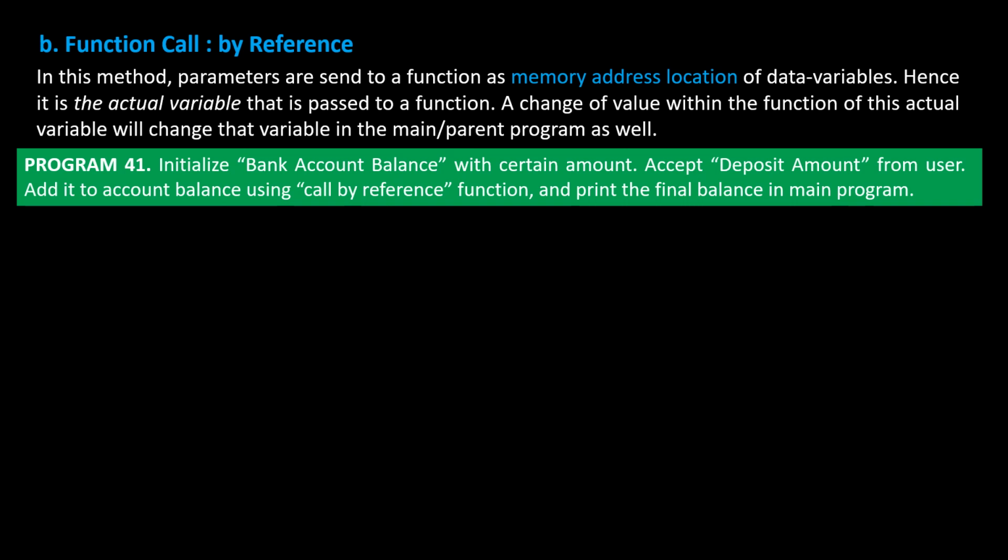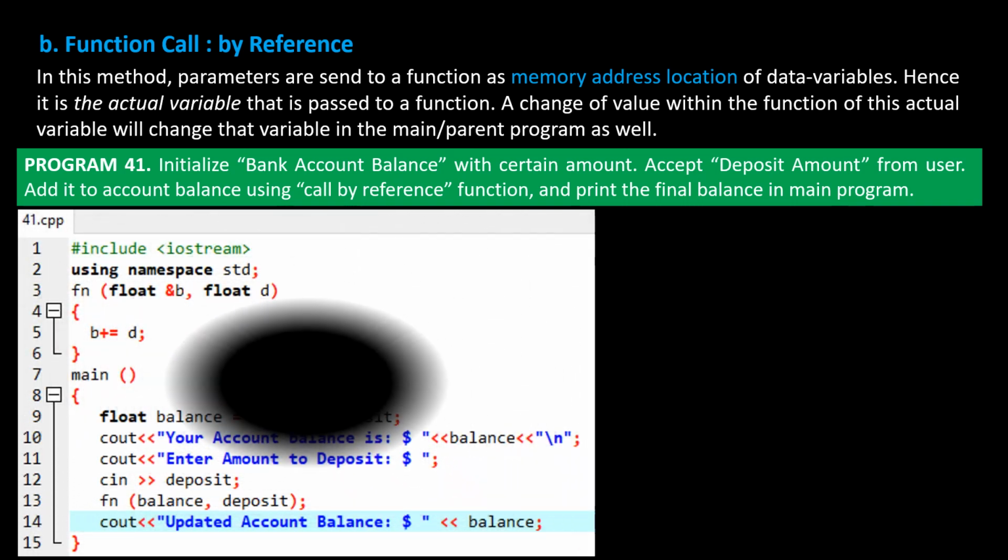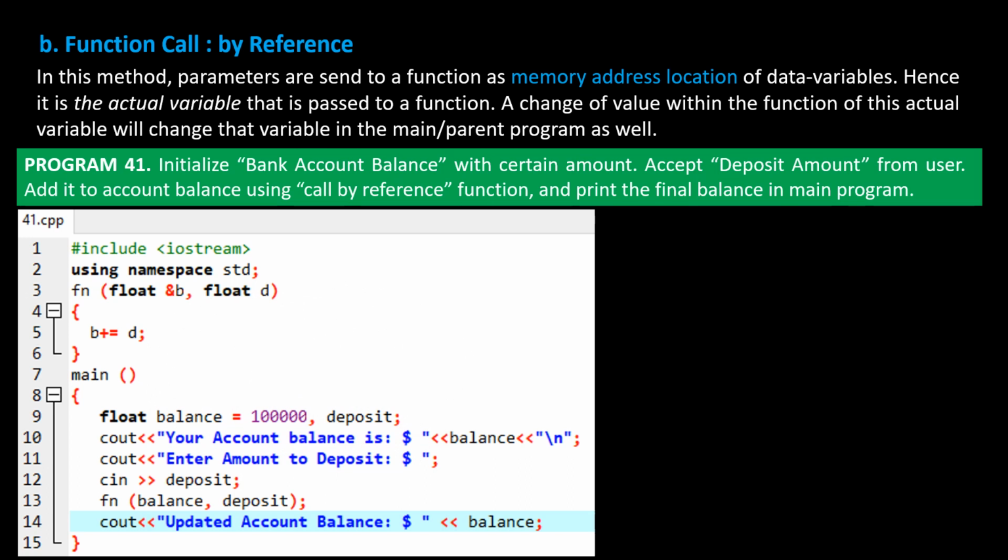Program 41. Initialize bank account balance with certain amount. Accept deposit amount from user. Add it to account balance using call by reference function, and print the final balance in main program. Here is the program code. And this is the function.